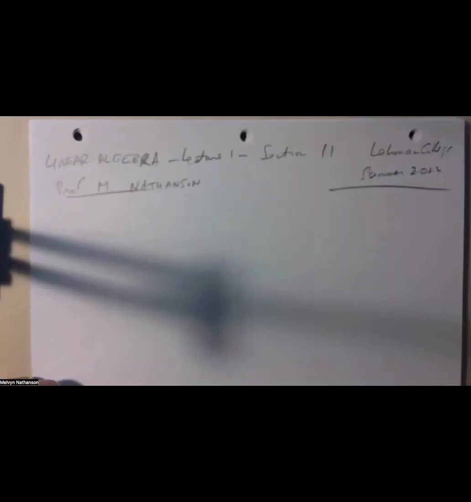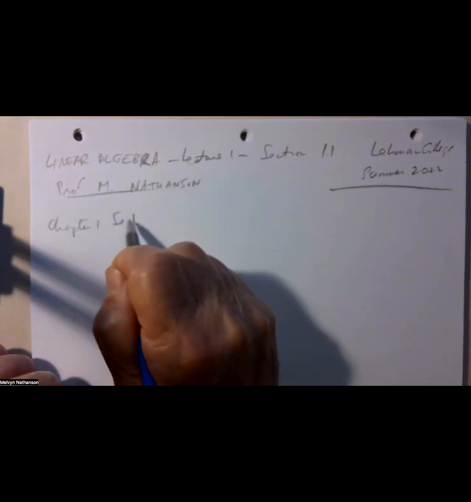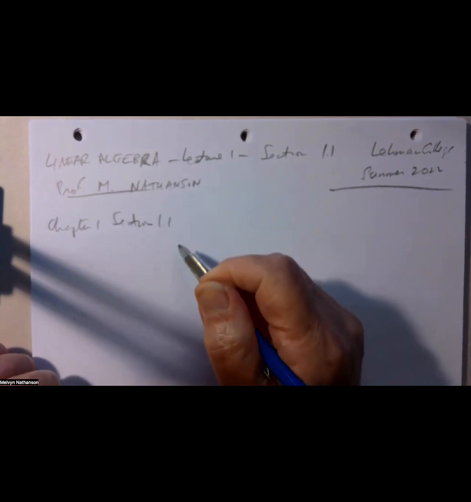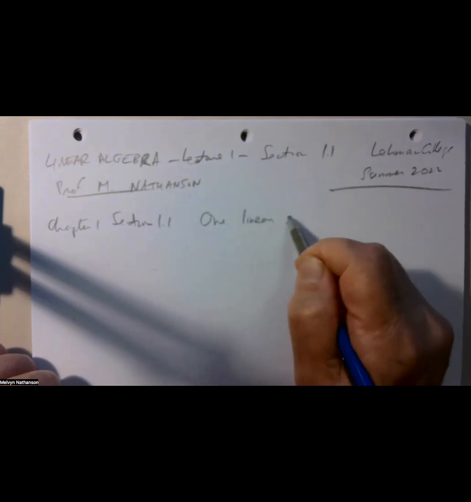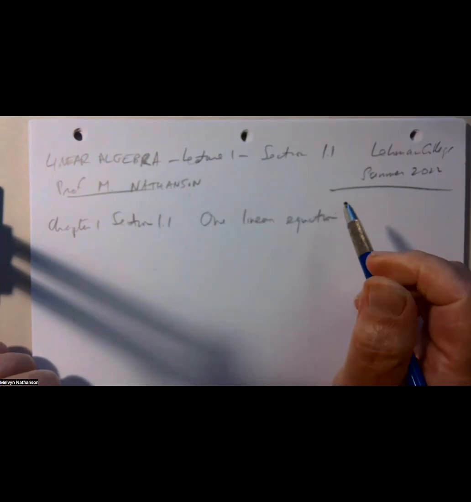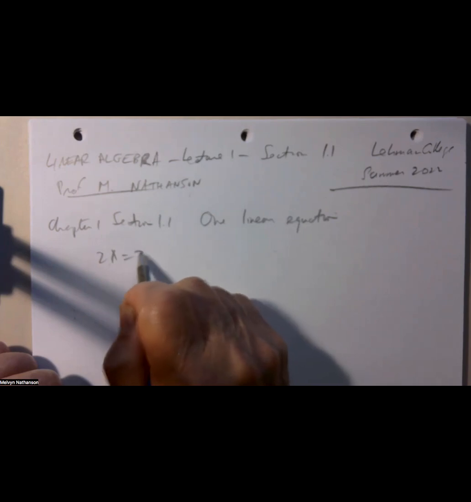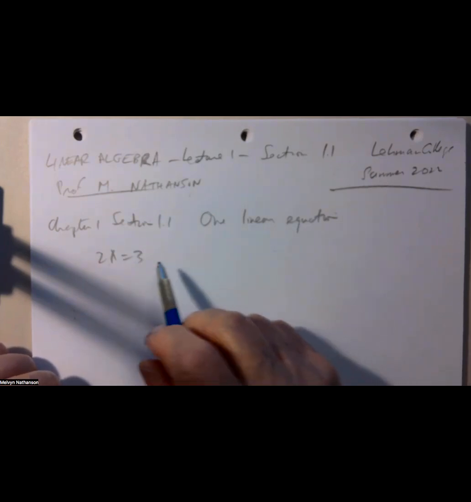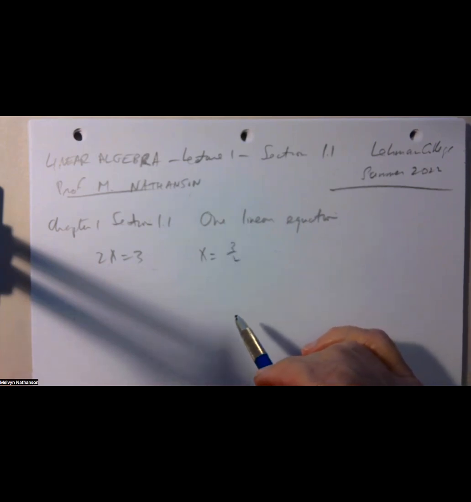This is the way we teach this course. So chapter 1, section 1.1, one linear equation. This is the starting point. This is linear algebra. It begins with linear equations. 2x equals 3 is one linear equation in one variable, and the solution is x equals 3/2.